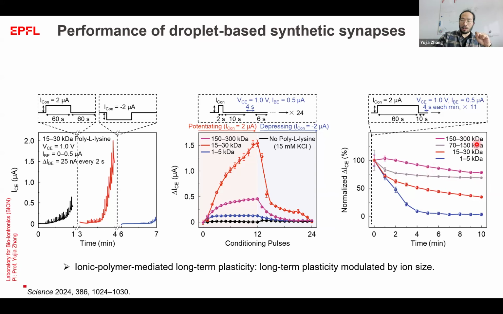By changing this molecular weight range, we can tune the memory time we want to achieve, from just short-term potentiation or depression into long-term plasticity. And this is purely by modulating the ion size of the polylysine, which is also the benefit of using Iontronics with different ions.